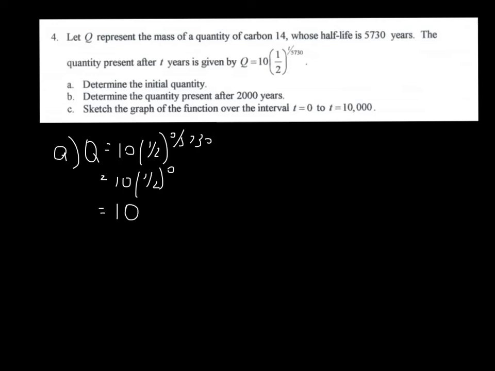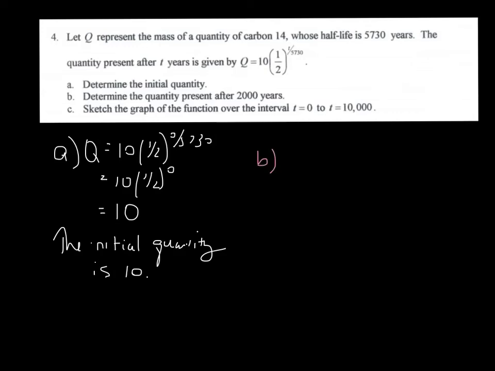Okay, on to number 4. For part A, we want to find the initial quantity. In order to find that, we need to substitute 0 for t. So we end up with 10 times 1/2 to the 0, and 1/2 to the 0 is just 1. So our initial quantity would be 10. So they don't give us any units in the problem, so we would just say the initial quantity is 10.